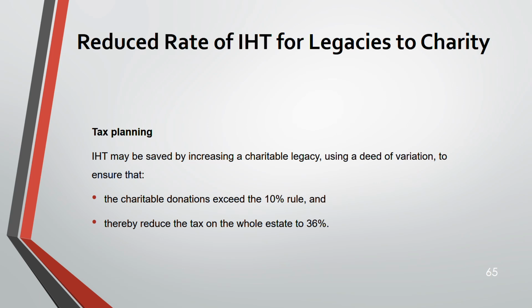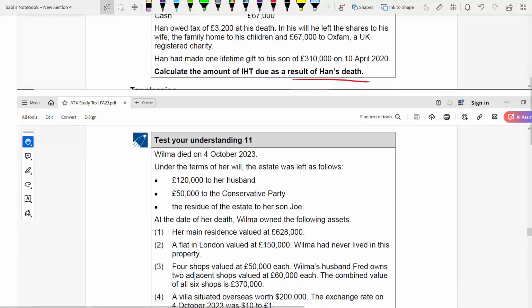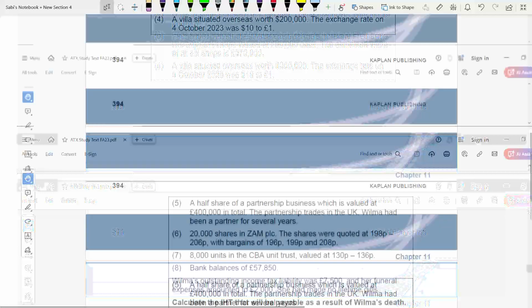Now let us do questions. We have two questions, test understanding 10 and test understanding 11. Test understanding 10 is specifically on the reduced IHT. Calculate the amount of IHT as a result of Hand's death. Test understanding 11 is a question where you are given a multiple scenario. That means all that you have studied till now on IHT is given. It's a full comprehensive question. You can say it's a lengthy question.